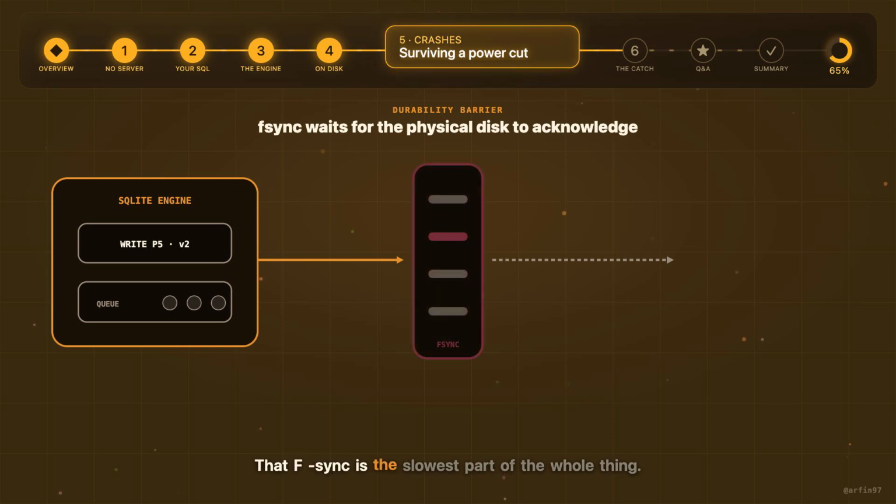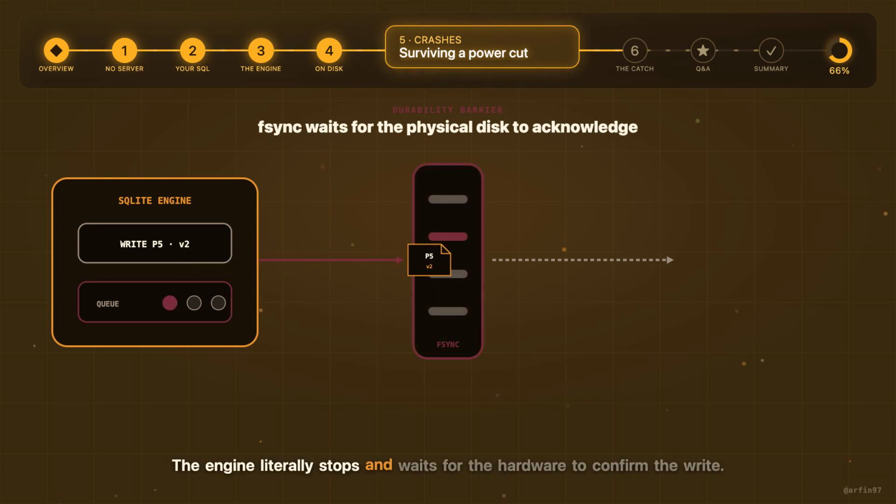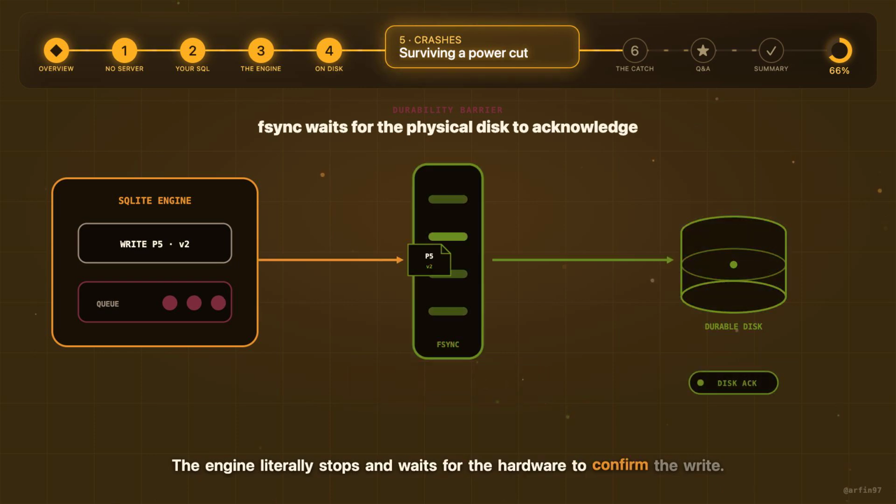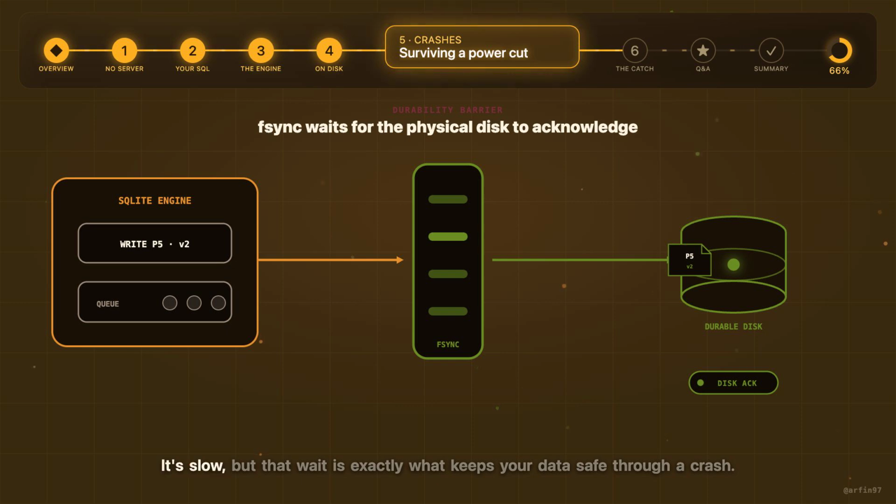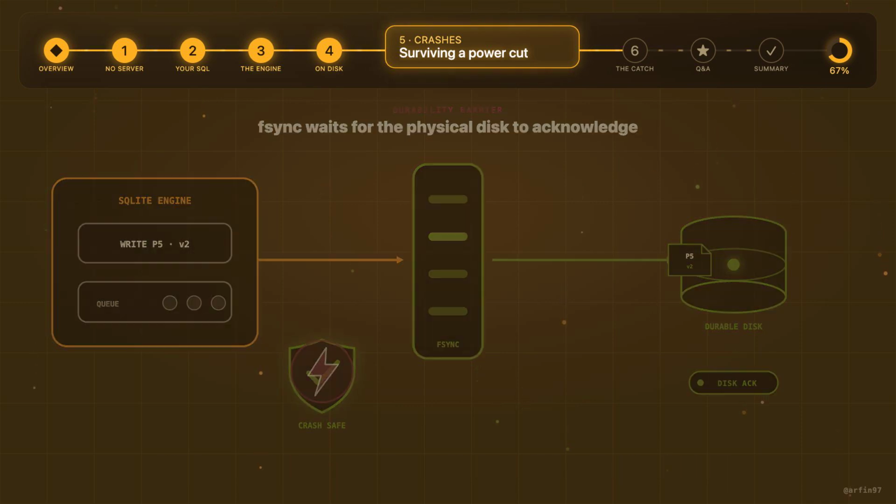That fsync is the slowest part of the whole thing. The engine literally stops and waits for the hardware to confirm the write. It's slow, but that wait is exactly what keeps your data safe through a crash.